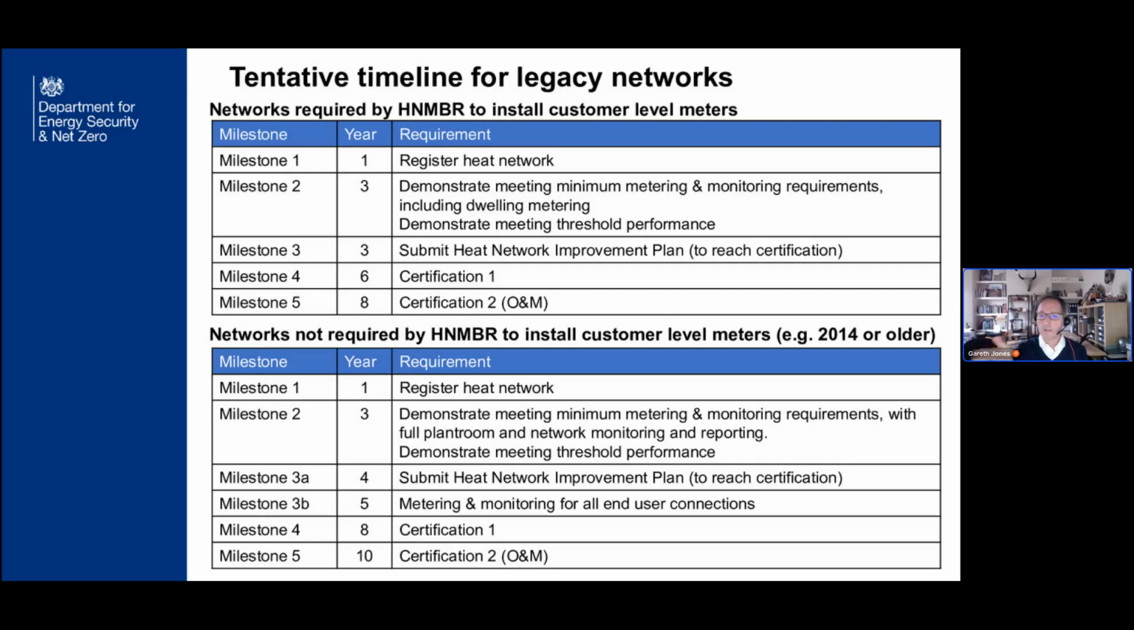customer level meters, in which case it's earlier. So you'll see that certification is in year 6 for those networks, whereas for those networks which weren't required to install customer level meters, certification is actually in year 8 at this point. There is a point in milestone 3B, in which metering and monitoring for all end user connections is required by year 5. Again, one thing I just need to note, all of this is proposal. It hasn't gone through consultation yet, so this is just direction of travel and thinking at the moment.